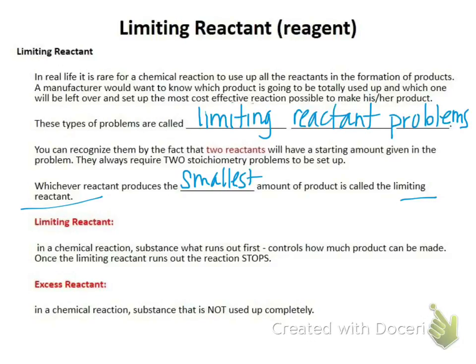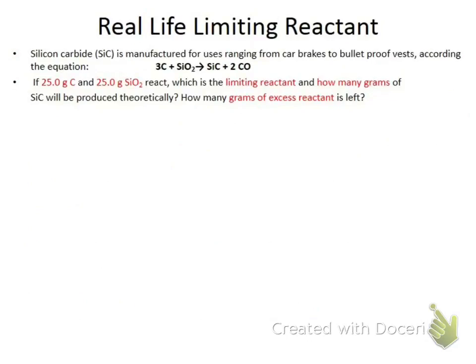So basically, it's very simple as far as what we did from yesterday. We're just going to work the problem twice with both reactants, and then we're going to see whatever gives us the smallest answer. Okay? All right. So here is an example. We're only going to work one of these because that's all we need to do. Now, on one of these, you can cross this out, how many grams of excess reactant is left. We will not be doing that. Okay, it's for pre-AP. We don't have to do that.